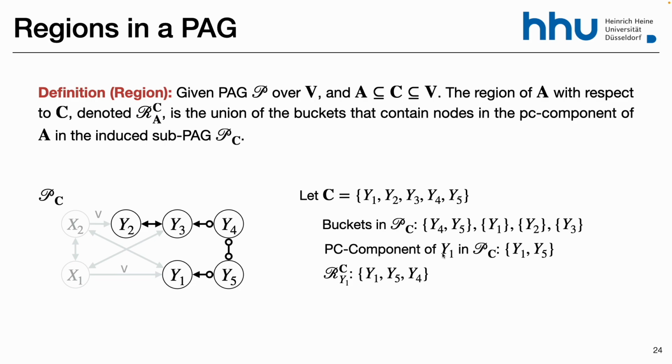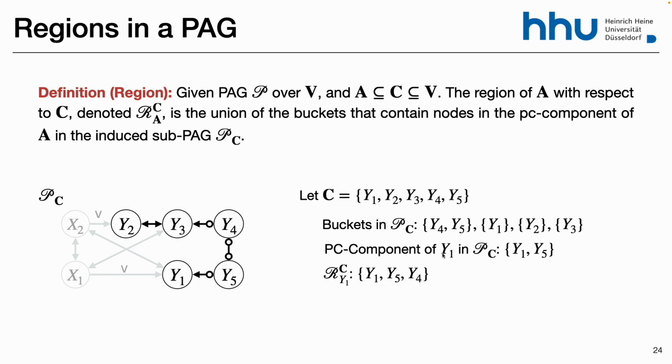And if it's a circle, you just ignore it. It's going to be a definite non-collider. So to be a PC component, every variable in the middle of the path has to be bidirected, like it has to be a collider. And then you just look at the first edge and the last edge. This could be a bidirected edge, but then this cannot be. Let's turn that around. Yes.